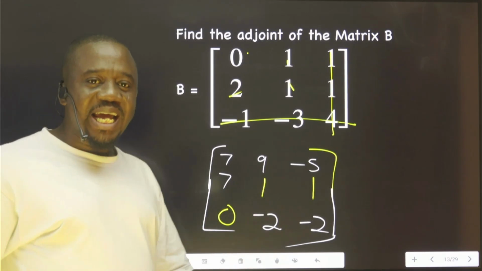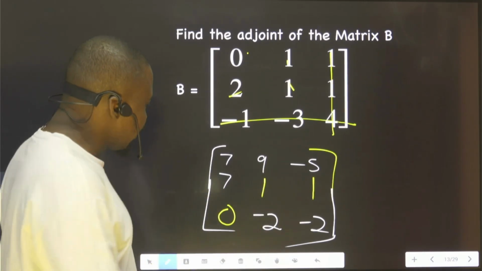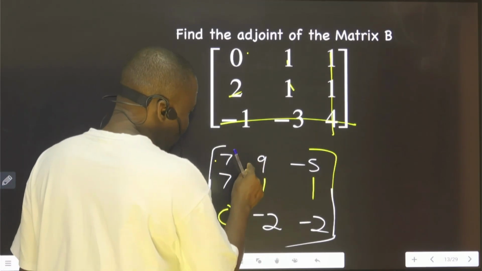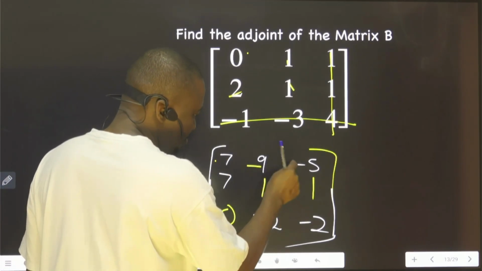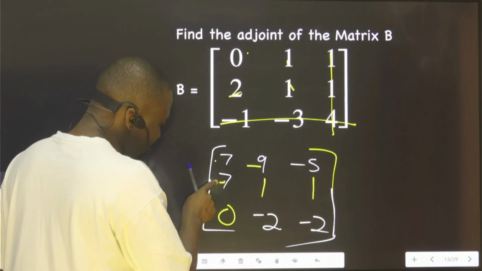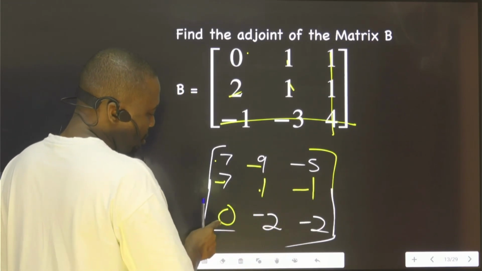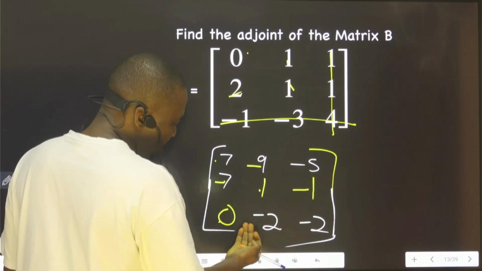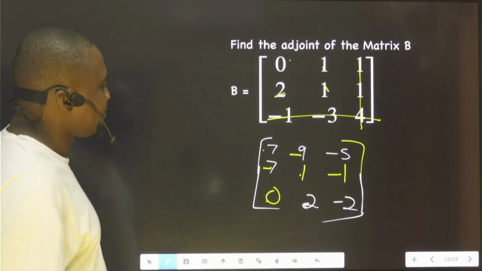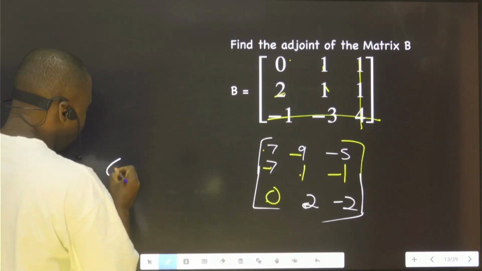The next thing now is to put the sign: plus, minus, plus, minus, plus. So this is plus, this is minus. Plus, plus, and minus will give us minus. Minus, plus, minus, plus. Minus minus is plus, so we remove this. This is the cofactor.